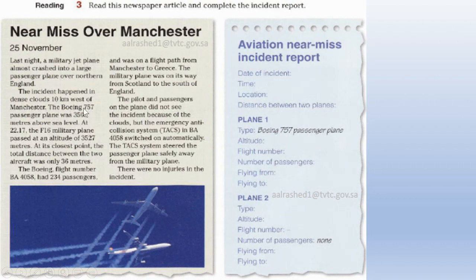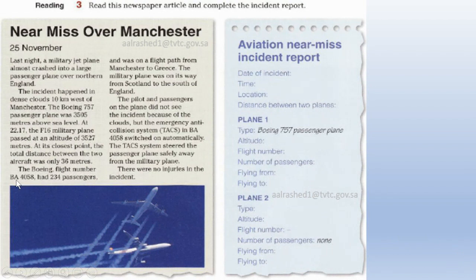The Boeing 757 passenger plane was 3,505 meters above sea level. So we have the sea, for example. The distance is more than 3,000 and a half above sea level. The F-15 military plane passed, as you can see, passed at an altitude, a height of 3,527 meters. At its closest point, the total distance between the two aircraft was only 36 meters.